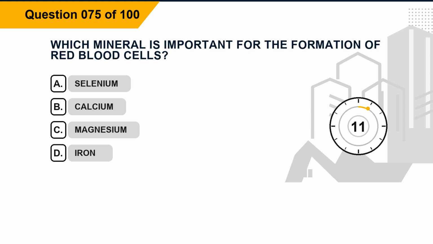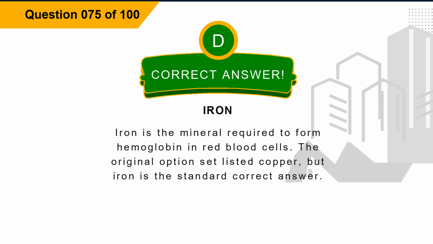Question 75. Which mineral is important for the formation of red blood cells? Option A, selenium. Option B, calcium. Option C, magnesium. Option D, iron. The correct answer is option D, iron. Explanation. Iron is the mineral required to form hemoglobin in red blood cells. The original option set listed copper, but iron is the standard correct answer.